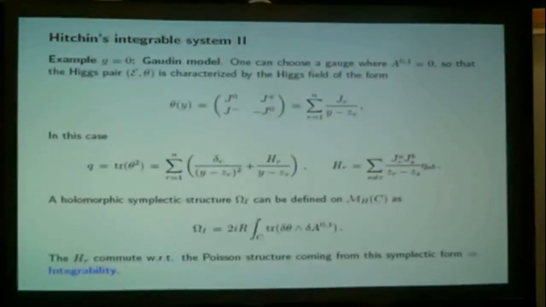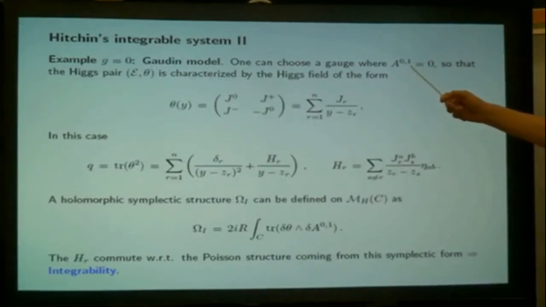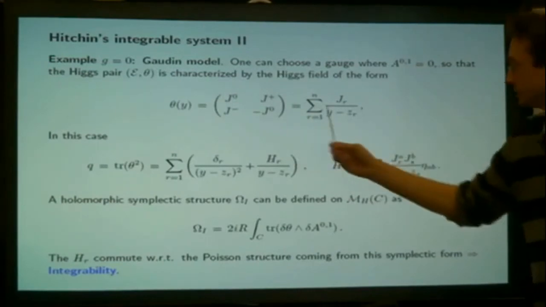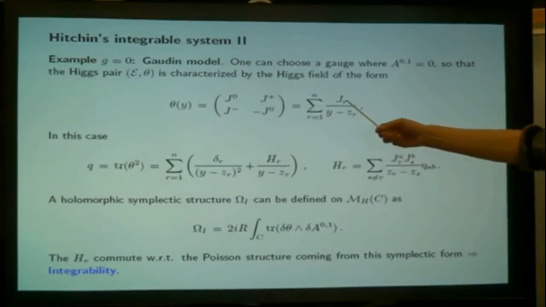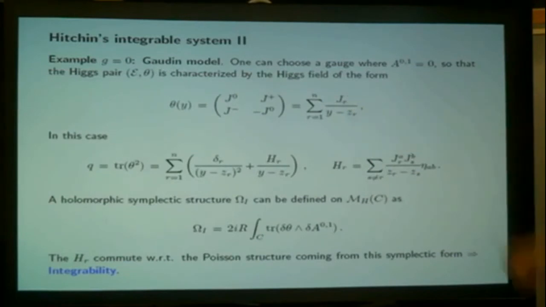Now, for writing formulae, I will mostly reduce it to the simplest example, because otherwise it would take too much time. That is genus 0, where the special case of the Hitchin system is the Gaudin model. To describe it, we can use a gauge where A01 is just 0, so everything is basically in the Higgs field. We have n punctures or marked points, so the data of the phase space, the variables, are just the residues of the Higgs field at these marked points. That's all we need to study.